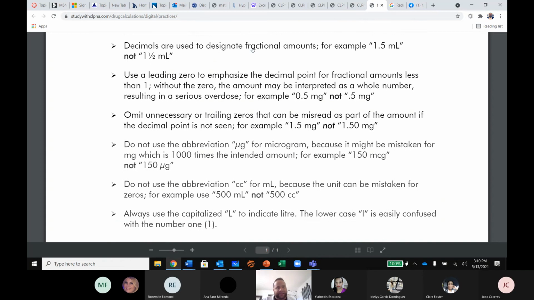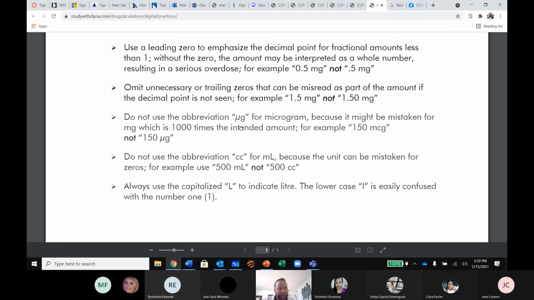Decimals are used to designate fractional amounts. For example, 1.5 mL. Don't use mixed numbers; use the decimal 1.5. Use a leading zero to emphasize the decimal point for a fraction amount less than one. For example, never write .5, you have to write 0.5. Normally in school we write .5, but here we have to specify 0.5.